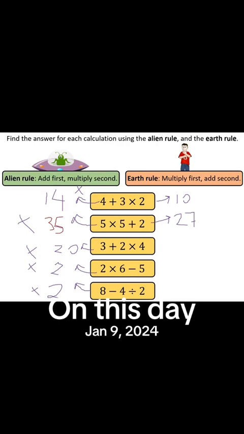So that's actually wrong. This one here, I do 2 times 4, which is 8. 3 plus 8, which is 11. So these are the correct answers, guys, just to be clear. This next one, 2 times 6 is 12, subtract 5, and I get 7. This next one, I do the division first. So 4 divided by 2 is 2. 8 subtract 2 is 6. So BIDMAS forces us to have one possible answer.